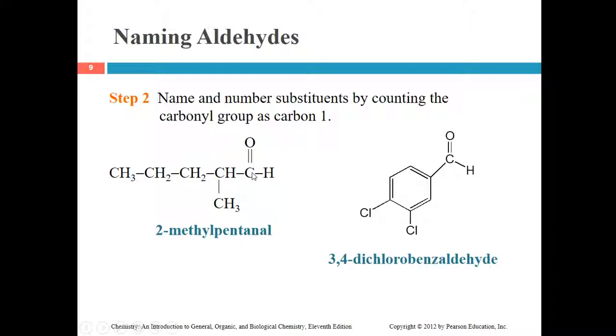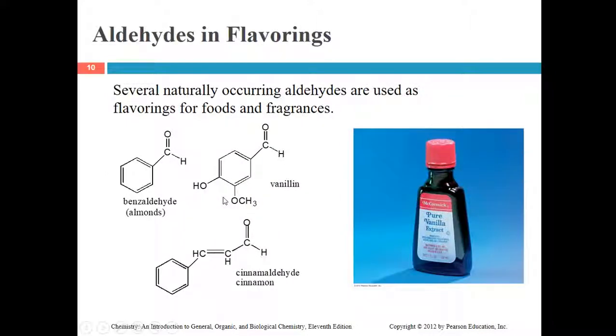So it's inherently always carbon 1. Because it's always carbon 1, we don't have to say it's on carbon 1, because we know it's on carbon 1 because it's an aldehyde and it starts out there. So then 1, 2. Here we have our methyl group on carbon 2, so 2-methylpentanal.